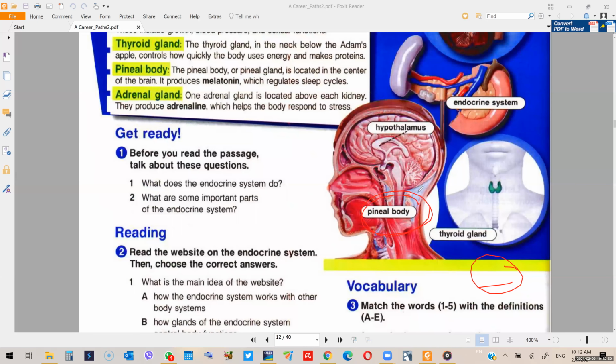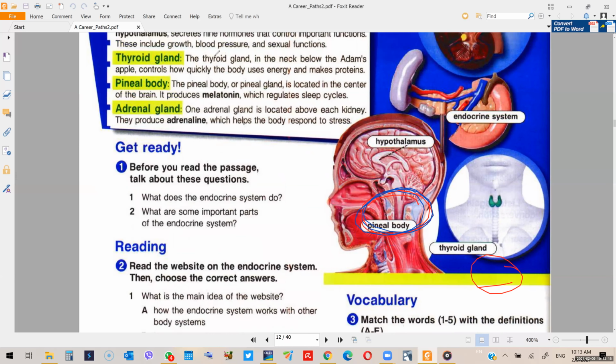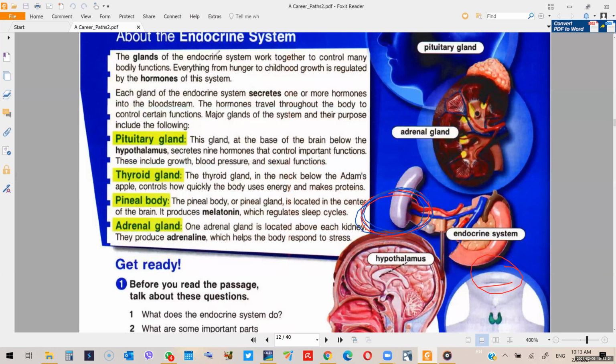That's the pineal body. Okay, then finally, the adrenal gland. One adrenal gland is located above each kidney. So we have 2 kidneys in the body, of course, as you know, and they produce adrenaline, which helps the body respond to stress. And these are the adrenal glands. We have 2 of them. And this is the kidney, and that's the adrenal gland here.